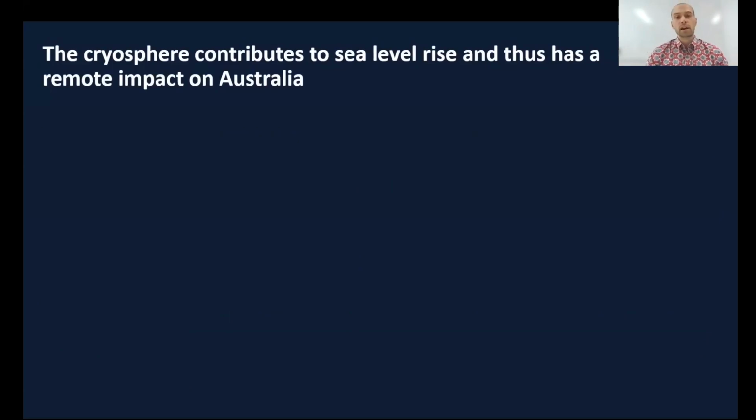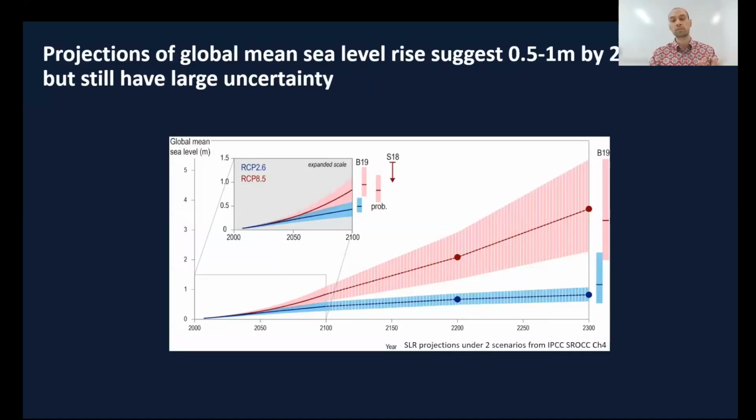Okay, let's move on a bit and look at how the cryosphere contributes more globally, in particular sea level rise, and then try and tie that to how that impacts Australia. You probably would have seen figures like this showing the time series of projections of global mean sea level, which have suggested that by 2100 we're seeing 0.5 meter to a meter roughly of sea level rise globally, and that's dependent on which scenario we follow.